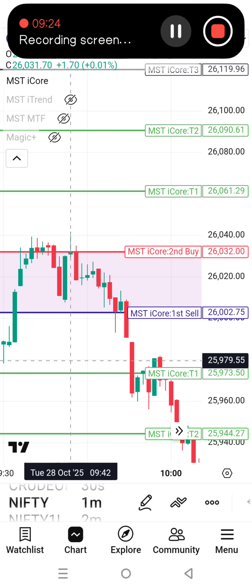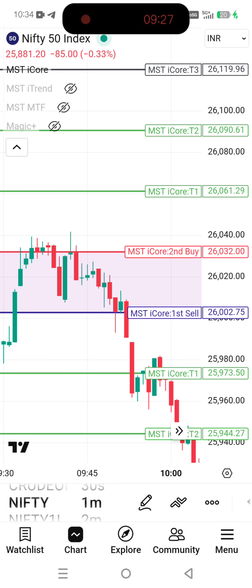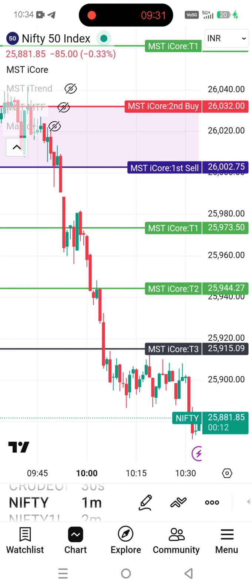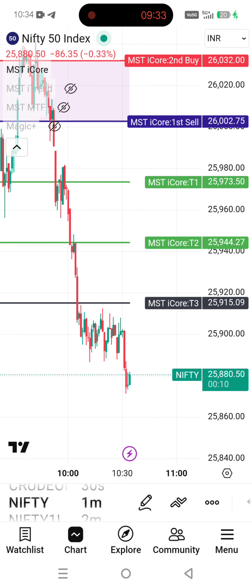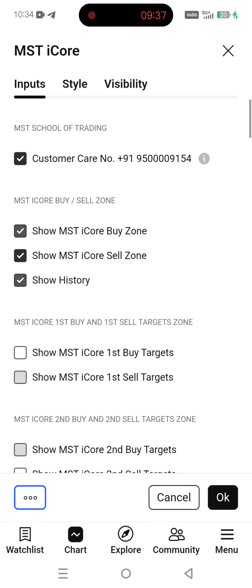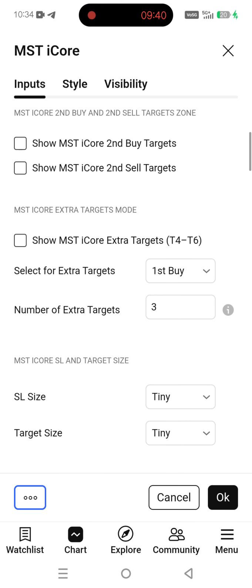Okay, now the second buy is not valid, only the first sell is valid. So the sell keeps on continuing and all the targets have been hit. And what is the third method? The third method is for lunch time trading, that is for office going people.